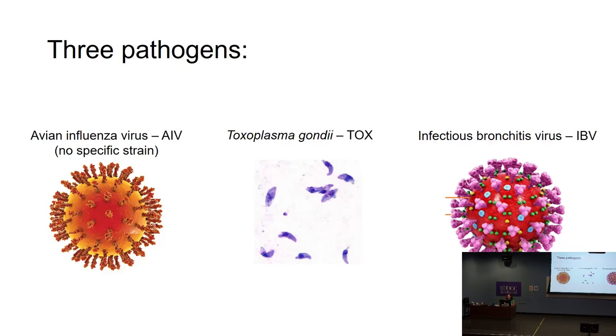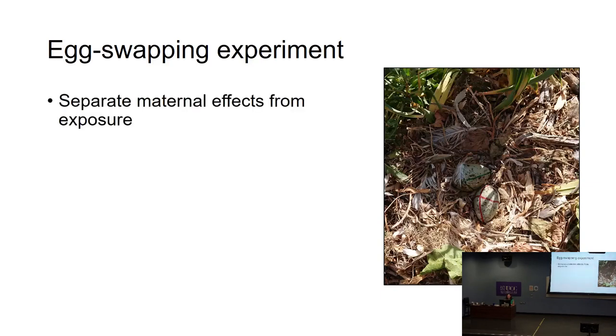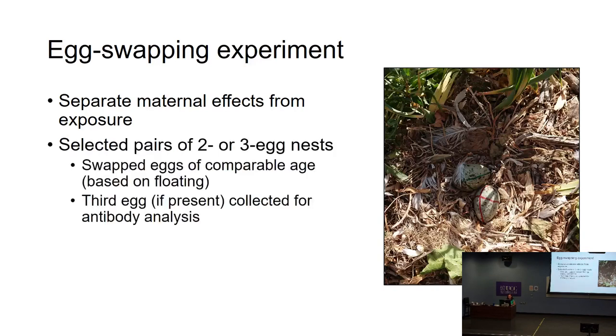So it has important economic implications. The main mechanism that we used to look at temporal dynamics of antibodies in nestlings was an egg swapping experiment. We basically did this to separate out maternal from exposure effects. We selected pairs of two or three egg nests. We floated eggs to determine nest egg age, and then swapped eggs of comparable age between nests.